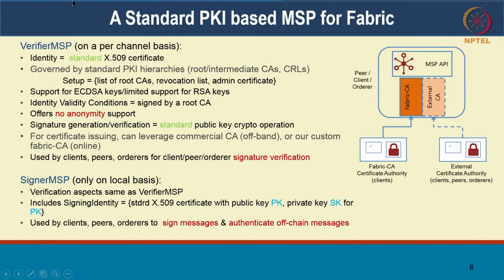That's on the verifier MSP, and if you look at this part, this does not have any private information at all. It only has public information required to verify signatures that others have signed. The signer MSP is where the private key is held, and it includes, apart from the verifier MSP portions, apart from the X509 certificate with public key, the private key that you will use to sign. So that's what the function of the signer MSP is. And this signer MSP, as I said, is part of the clients, orderers, peers, every component in the network. They will all use this to sign their transactions or sign their messages.